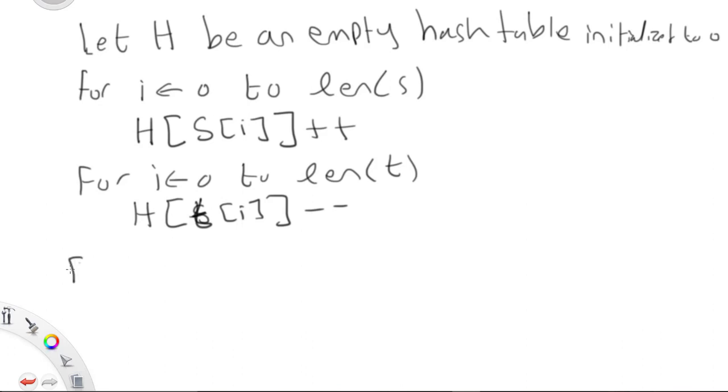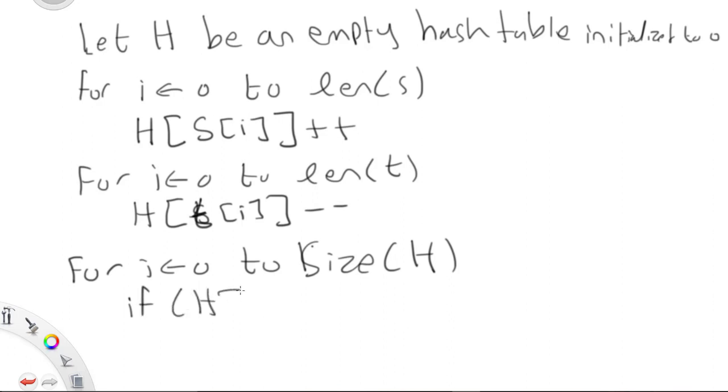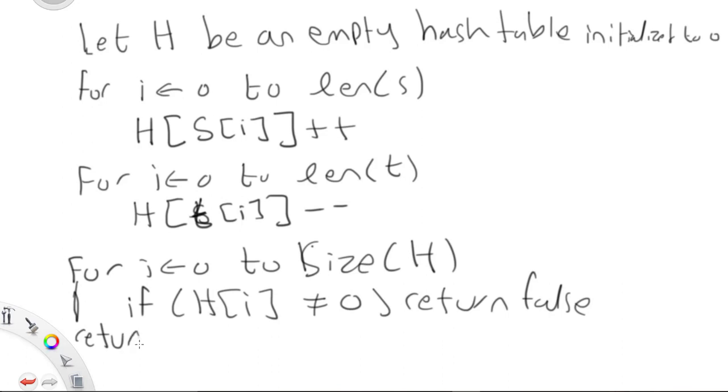Then I go through a loop, for i from 0 to the size of H, if H[i] is not equal to 0, then return false, because we found one that hasn't been reduced to 0. But if I go through all this loop and everything is fine, then I can simply return true here. And we're done. In the next video, we're going to see how we can implement this pseudocode in programming languages. Hopefully it's not too hard to translate.